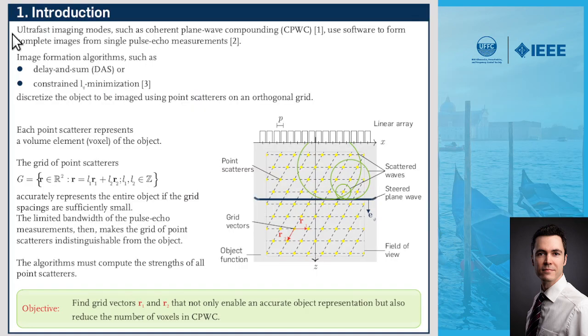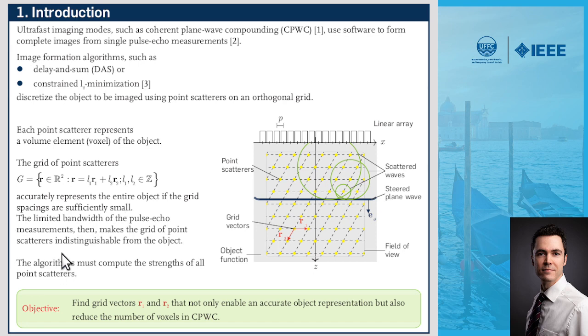Image formation algorithms, such as delay and sum, discretize the object to be imaged using point scatterers on an orthogonal grid. Each point scatterer represents a volume element of the object. The grid of point scatterers accurately represents the entire object if the grid spacings are sufficiently small.